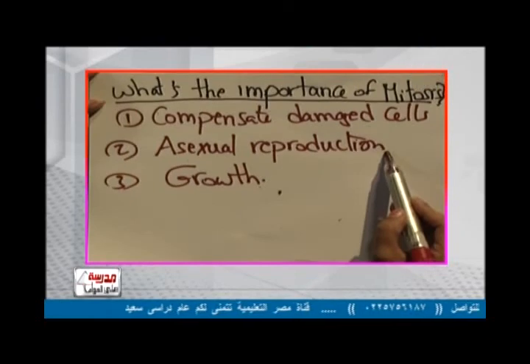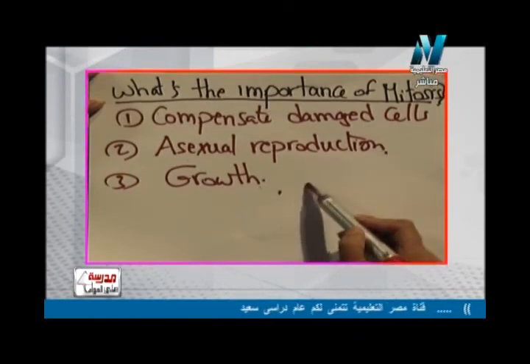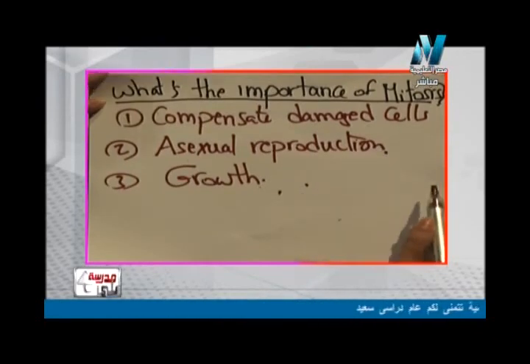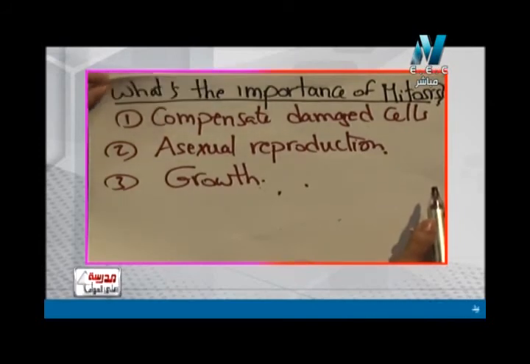Again, what's the importance of mitosis? Number 1, compensate the damaged cells. Number 2, complete the asexual reproduction. And number 3, for growth. Again, because there is a mixing between metaphase and anaphase: in metaphase, the chromosomes are arranged in the middle, so you cannot mix them. Metaphase begins with M, and middle also starts with M. So in metaphase, the chromosomes are arranged in the middle, while in anaphase, there is splitting of the chromosomes.